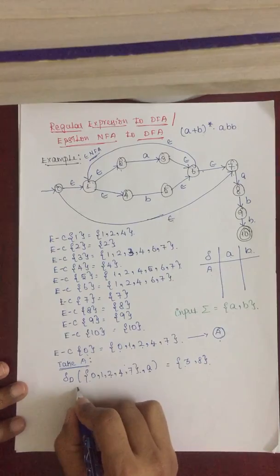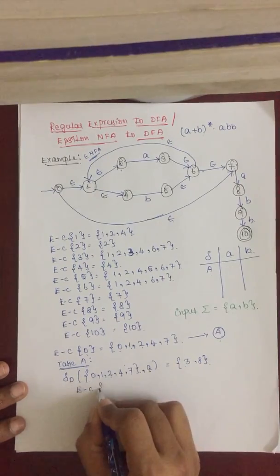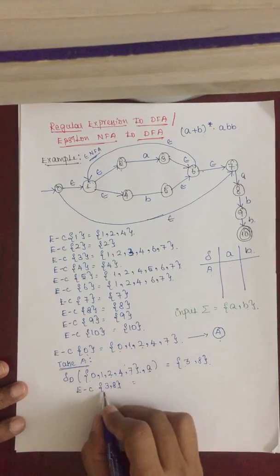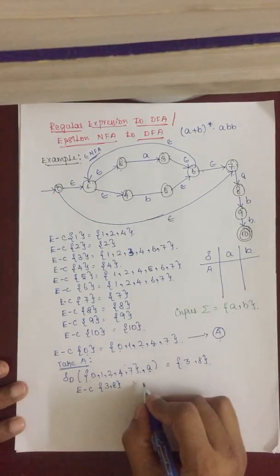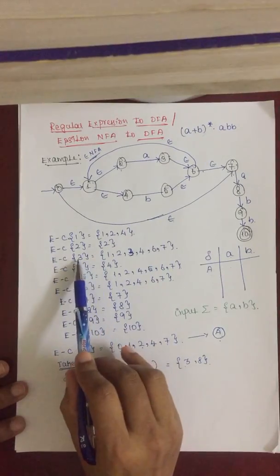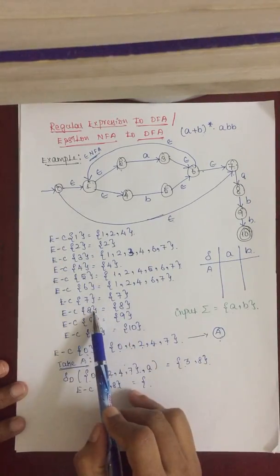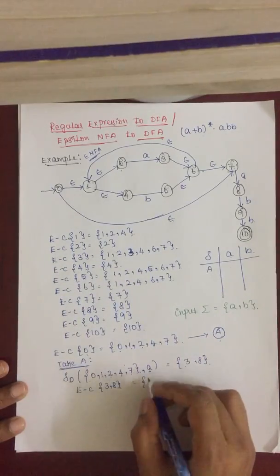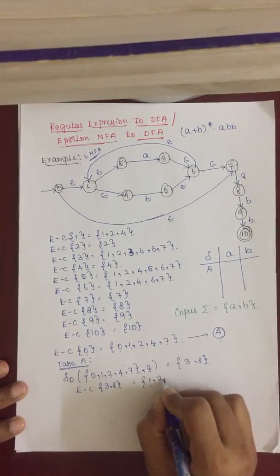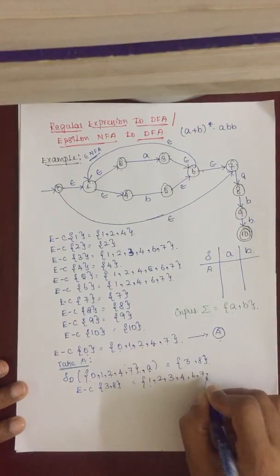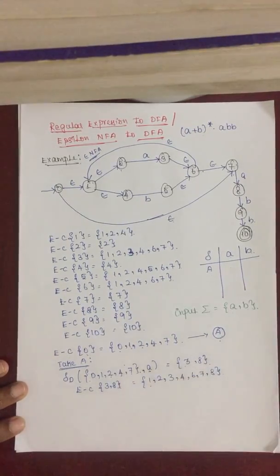Now you take E-closure for 3 and 8, right? So you are just going to combine E-closure of 3 as well as E-closure of 8. These two you are just going to combine. So when you combine E-closure of 3 and E-closure of 8, 1, 2, 3, 4, 6 and 7 and 8 will be there in the set.